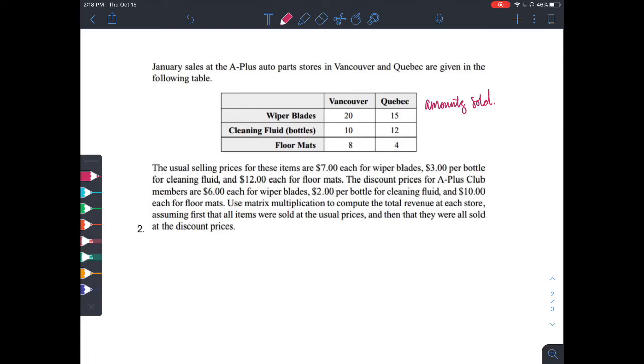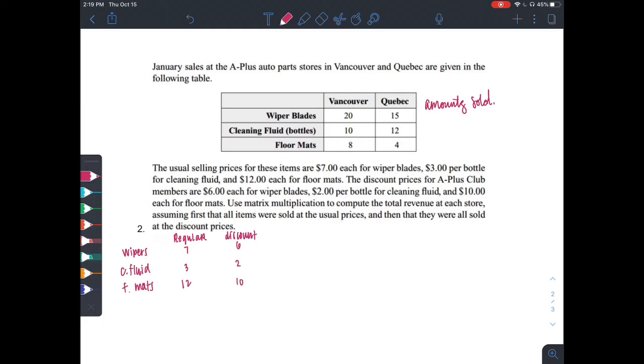So I'm going to go ahead and create a new chart here. So we have wiper blades, cleaning fluid, and floor mats. And then we've got regular, and then these are the discount prices. So our regular prices for wipers are 7, then we have 3 for cleaning fluid and 12 for floor mats. Discount is 6, 2, and 10.